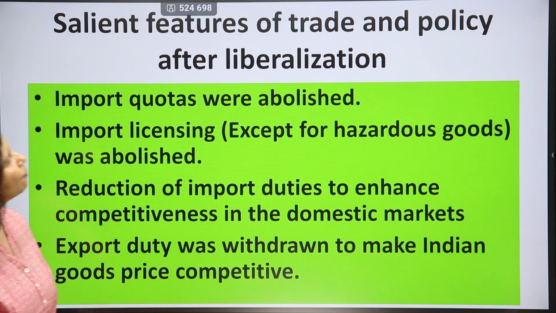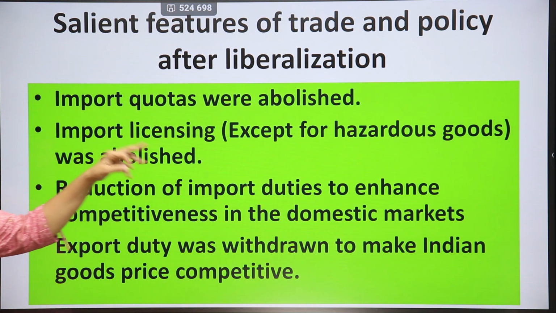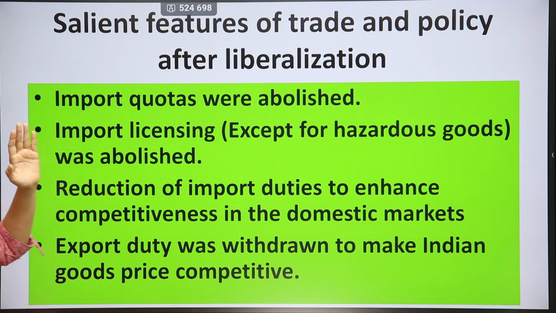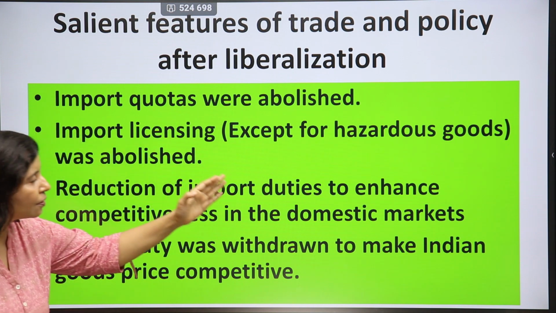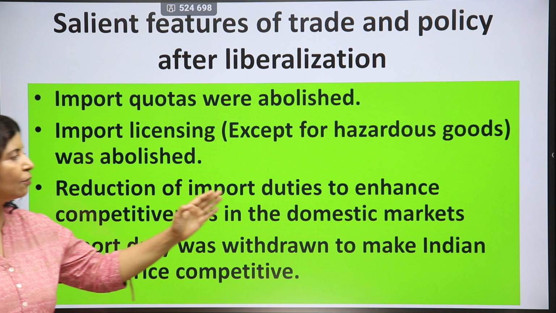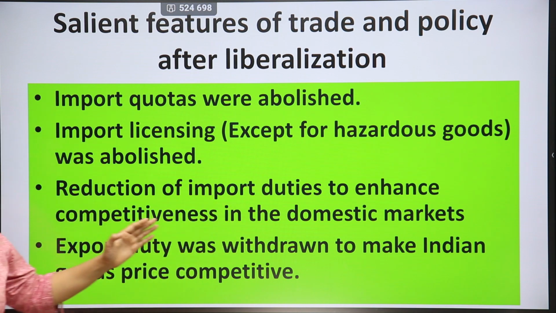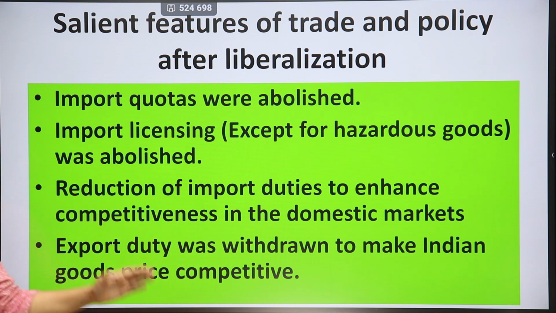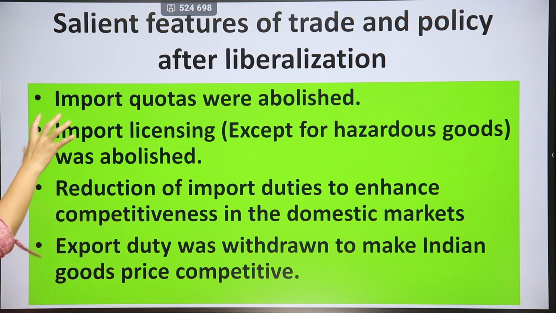Salient features of trade and policy after liberalization. Import quotas were abolished. We explained it earlier. Import licensing, except for hazardous goods, was abolished. Reduction of import duties to enhance competitiveness in the domestic areas. Export duty was withdrawn to make Indian goods price competitive. So it is a gist of all the things which were improved.